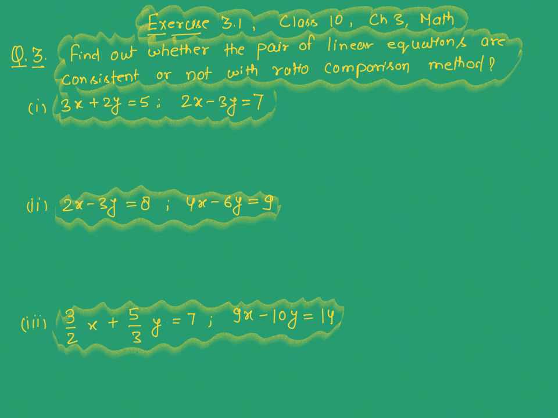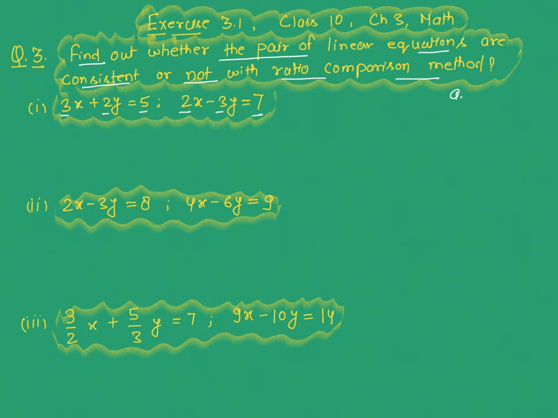ऑलराइट बच्चों, तो अब क्वेश्चन 3 अटेम्प्ट कर लेते हैं। तो इस क्वेश्चन 3 में क्या बोला गया है? Find out whether the pair of linear equations are consistent or not with the ratio comparison method, right? तो हमने रेशियो कंपैरिजन मेथड हमें पता है। We need to find out the ratios of A1 A2, B1 B2 and C1 C2, and based on that we know the formulas.